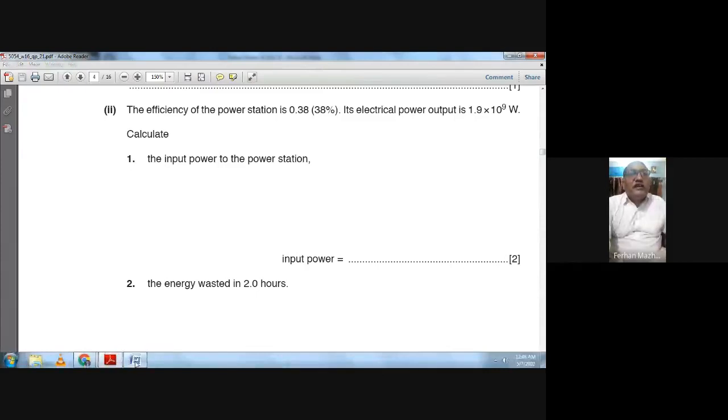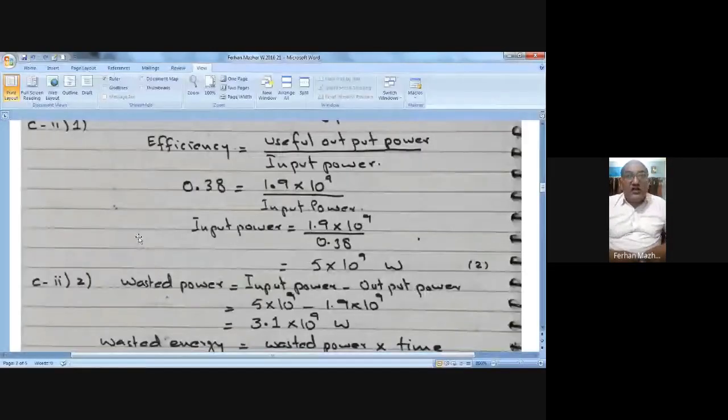So let me show you the working. Efficiency is given by the formula useful output power divided by input power. Efficiency was given as 0.38 and the useful output power was 1.9 x 10^9. The input power is the question. If I take the input power to the other side, it will be 1.9 x 10^9 divided by 0.38. You do it on the calculator, and the answer will be 5 x 10^9 watt. So the input power is 5 x 10^9 watt. So 2 marks numerical. I hope you have understood.